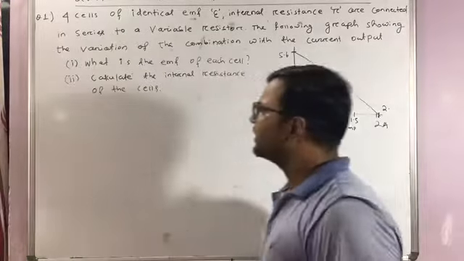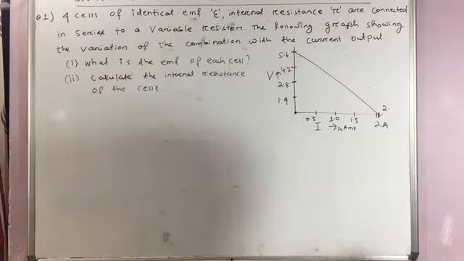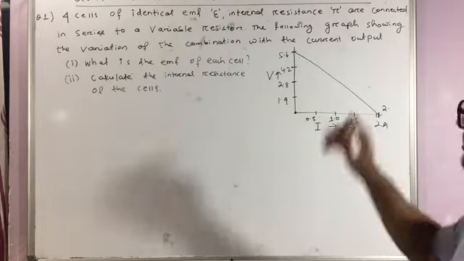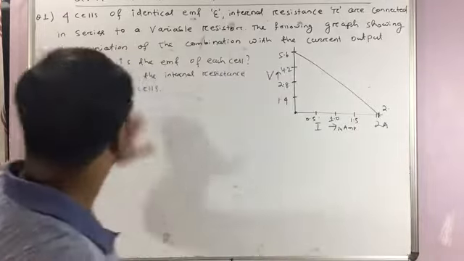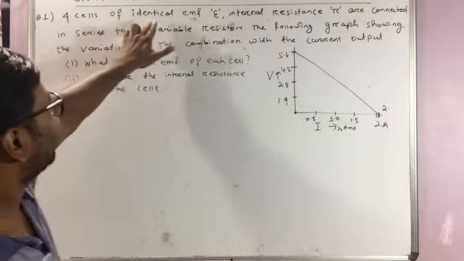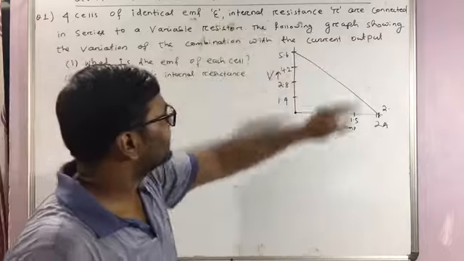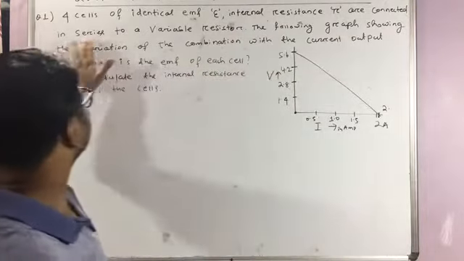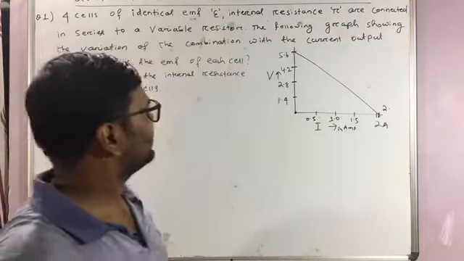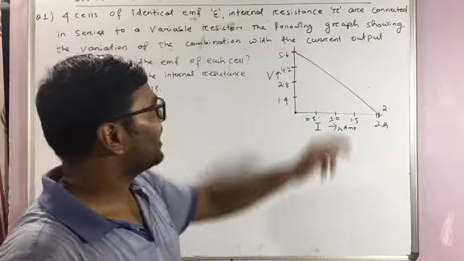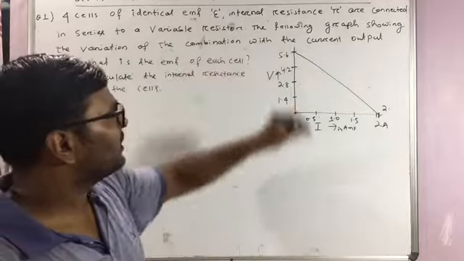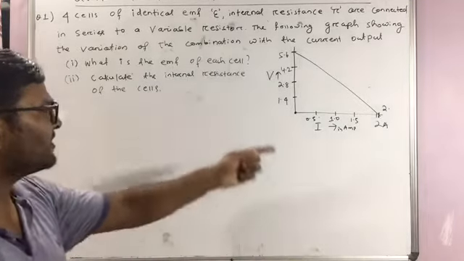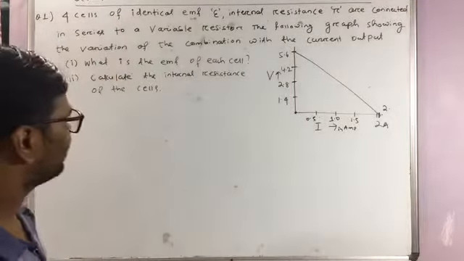Good evening, students. Let us solve a question related to EMF, terminal potential difference, that is TPD, and internal resistance. The question given here: 4 cells of identical EMF E and internal resistance R are connected in series to a variable resistor. The following graph shows the variation of the terminal potential difference with the current output. The V versus I graph for this question is given.